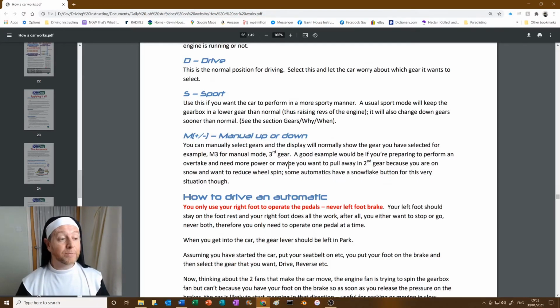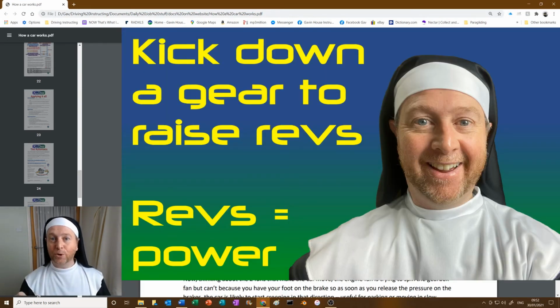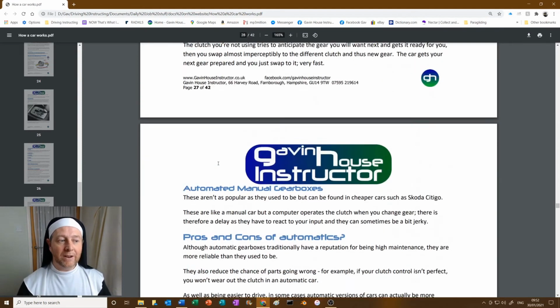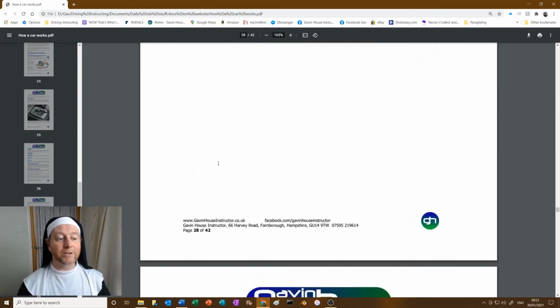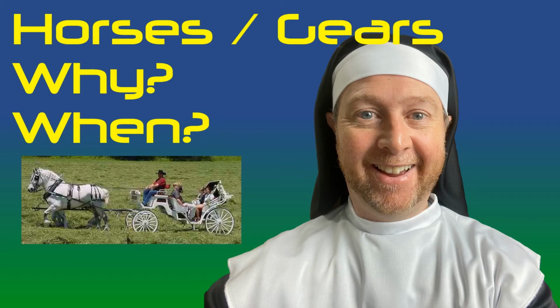Kick down on an automatic, that's something that pops up in the theory test. Kick down is where you push the accelerator quickly to the floor. The car understands that you wish to accelerate quickly, and it changes down a couple of gears, kicks the revs up on the engine, and away you go. So kick down is where you go down gears to give you more power so that you accelerate faster. There are lots of different types of gearbox, you can read about that to your heart's content, I didn't want to go into that.